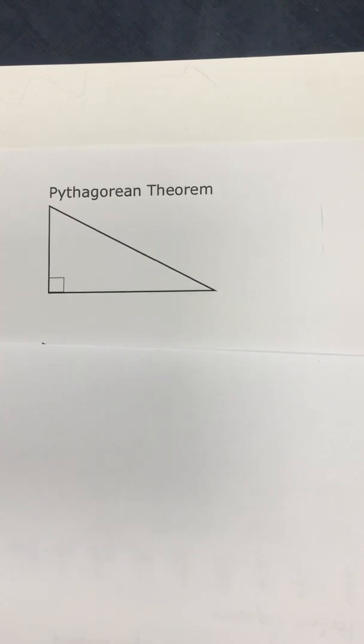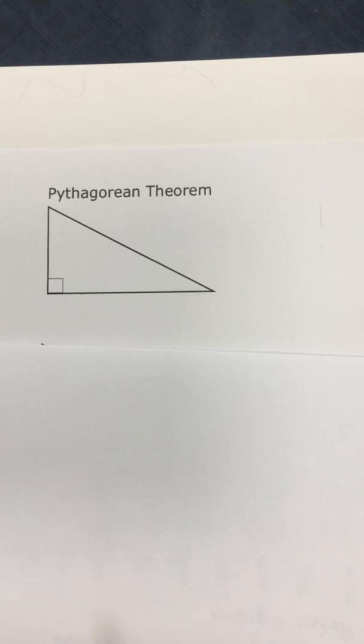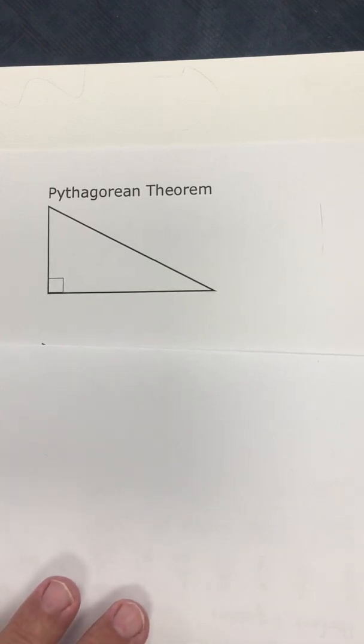Hey gang, today we're going to learn about the Pythagorean theorem. Pythagoras was a very famous ancient mathematician, probably just as famous as Euclid, and he devised the Pythagorean theorem. What it says is that for any right triangle, we can figure out any side as long as we have two of the sides.